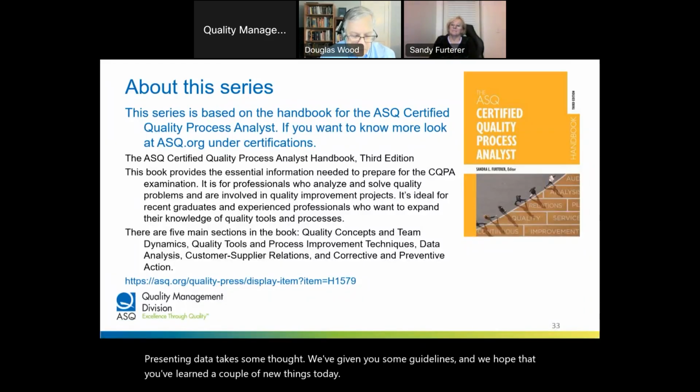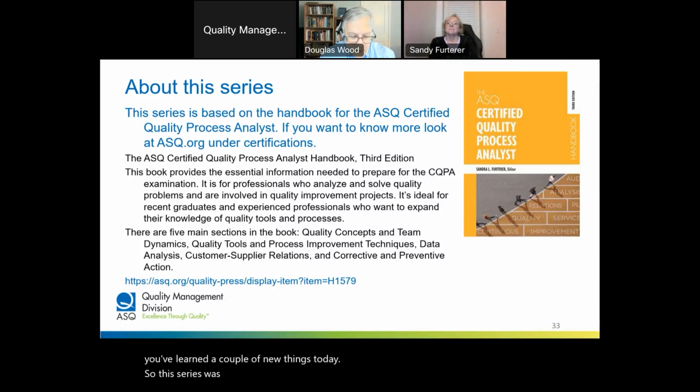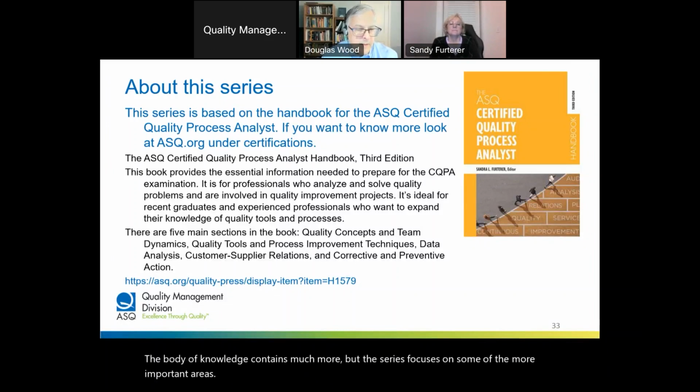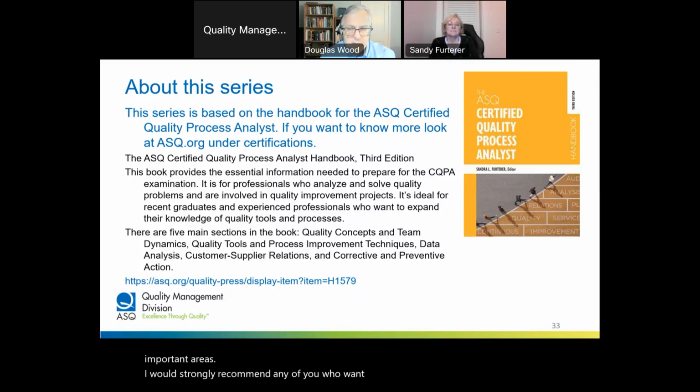So this series was developed from the CQPA body of knowledge, as Sandy mentioned at the beginning. The body of knowledge contains much more, but the series focuses on some of the more important areas. I would strongly recommend any of you who want to move into an analytical role to consider this certification from ASQ.